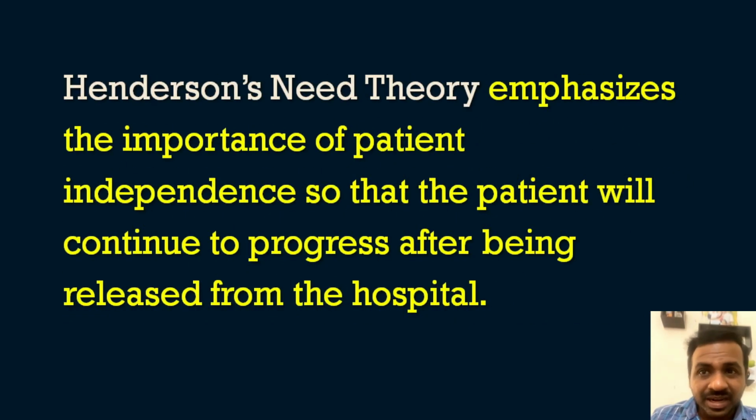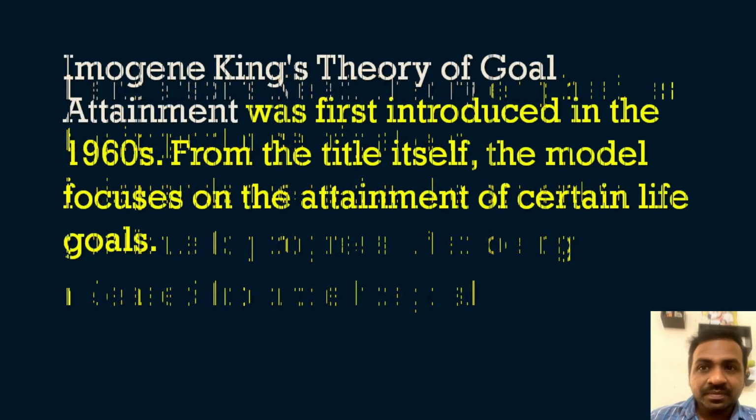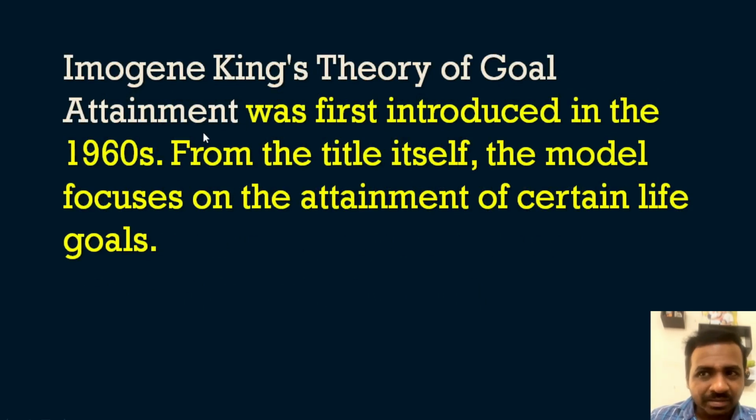Then another personality was Henderson, and Henderson's theory is the need theory. Virginia Henderson's need theory emphasizes the importance of patient independence so that the patient will continue to progress after being released from the hospital. So that is the need theory by Henderson. Then the third one was the goal attainment theory, by Imogen King. This was first introduced in the 1960s, and from the title itself, the model focuses on the attainment of certain life goals. So that is the theory of goal attainment by Imogen King.